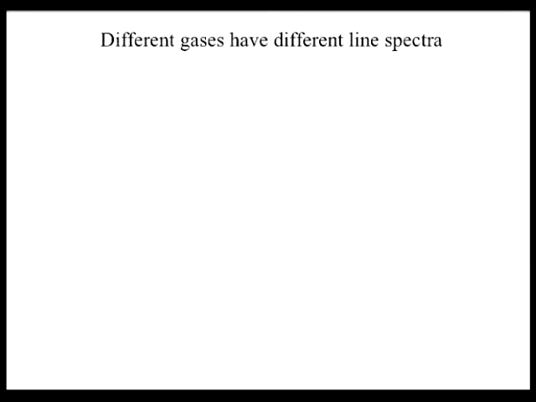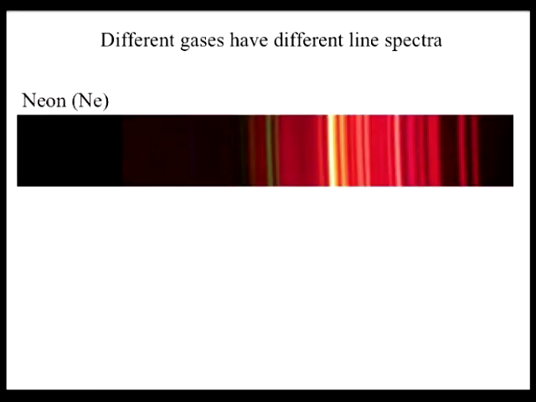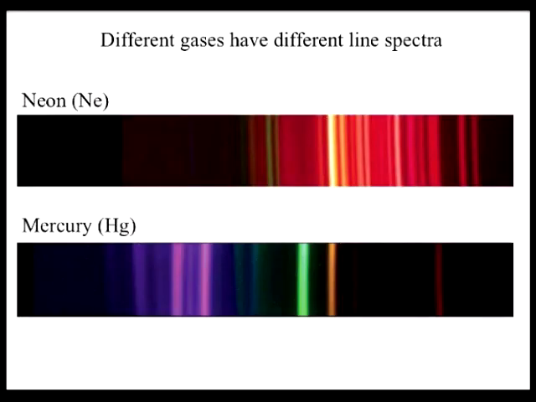Different gases have different line spectra. For instance, here we see the line spectra for neon and mercury. The specific visible wavelengths that the atom emits give neon signs and mercury vapor street lamps their characteristic colors.